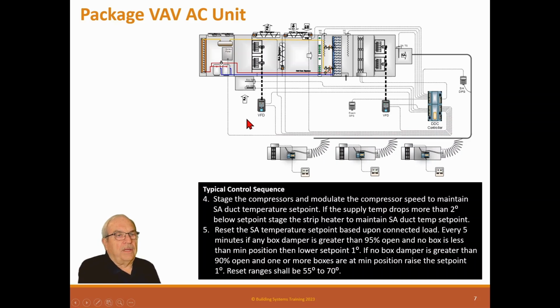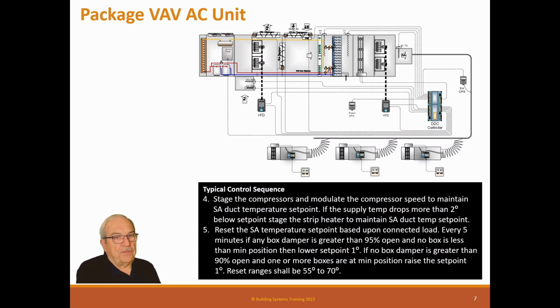So reset the supply air temperature set point based upon the connected load. Every 5 minutes, if any box damper is greater than 95% open and no box is less than the minimum position, then lower the set point 1 degree. So as long as we have boxes above 95% and we don't have any down at minimum, everybody needs cooling, then we will lower the supply duct temperature 1 degree to get a little more cooling down to the space.